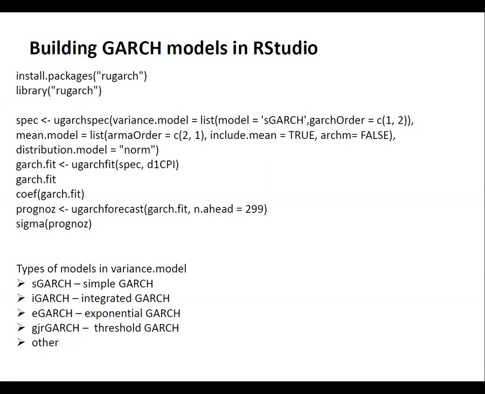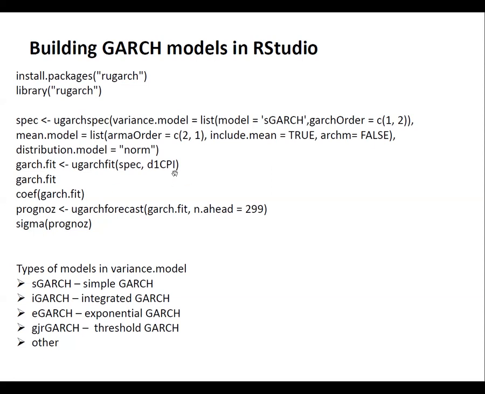The next command is the GARCH model parameter estimation, ugarchfit. This is training the GARCH model on the real data. The first parameter is the specification spec that was set above. The second parameter is the data on which you want to train this model. I also had the first CPI differences. This is in the inflation example, so D1 CPI.